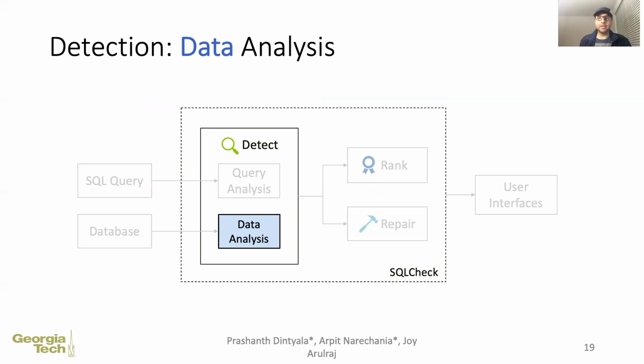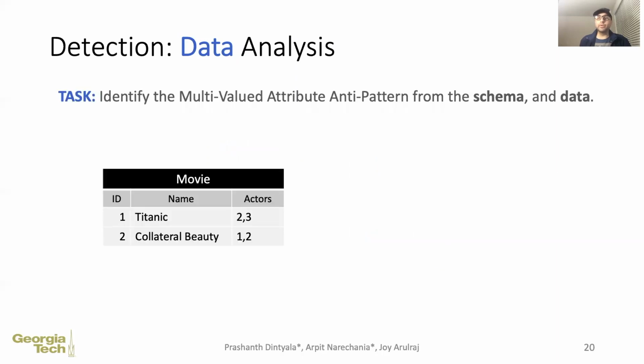Besides looking at the application's queries, the detection component also looks at the data. The data analysis module utilizes the metadata of the database tables, such as column data types, and the distribution of data present in the database columns, such as range and unique values. Consider the multi-valued attribute anti-pattern discussed before. It is not always possible to detect this anti-pattern using only the application's queries.